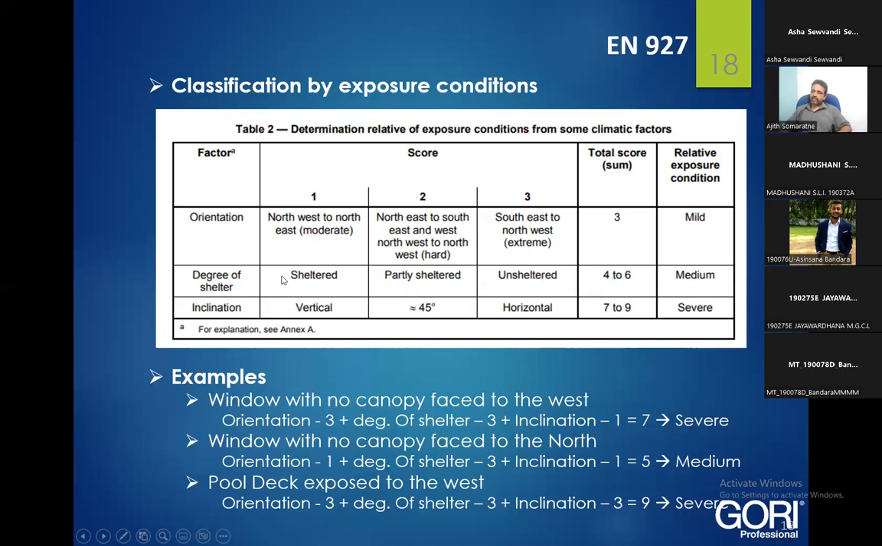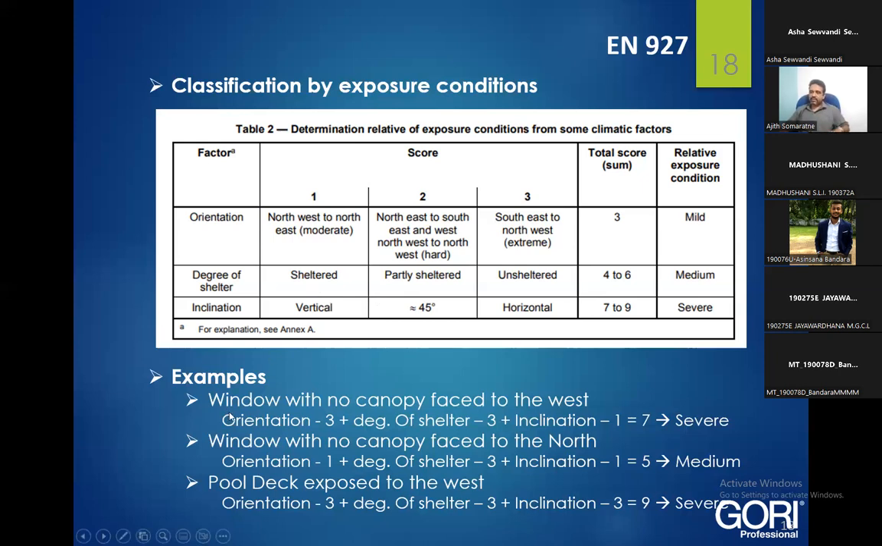Then the degree of shelter. If it is sheltered, it is one. Partly sheltered, two. If it is not sheltered, three. Likewise, we have to give a score there. Then according to the inclination, if it is vertical, one. If it is at a 45 degree angle, then two. If it is horizontal, three.